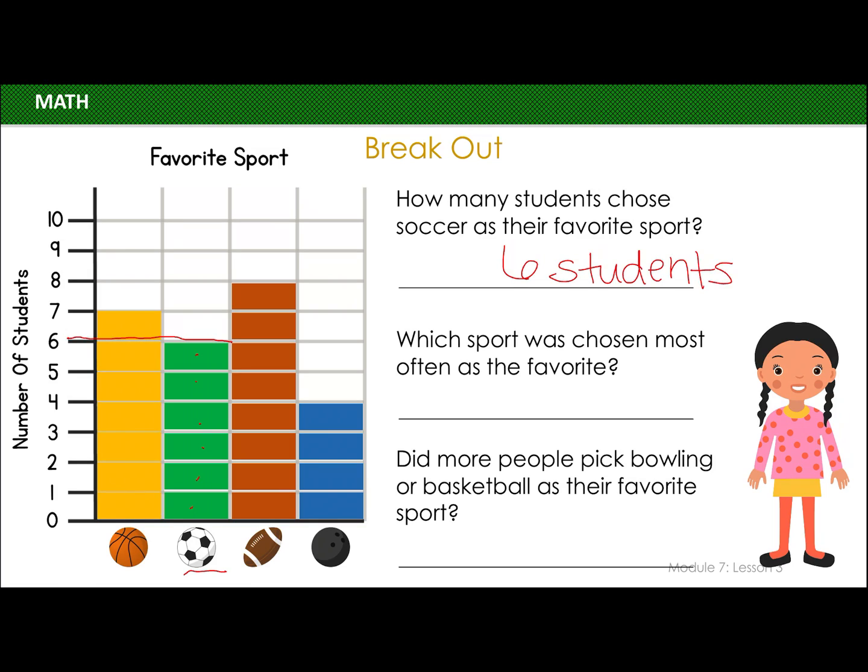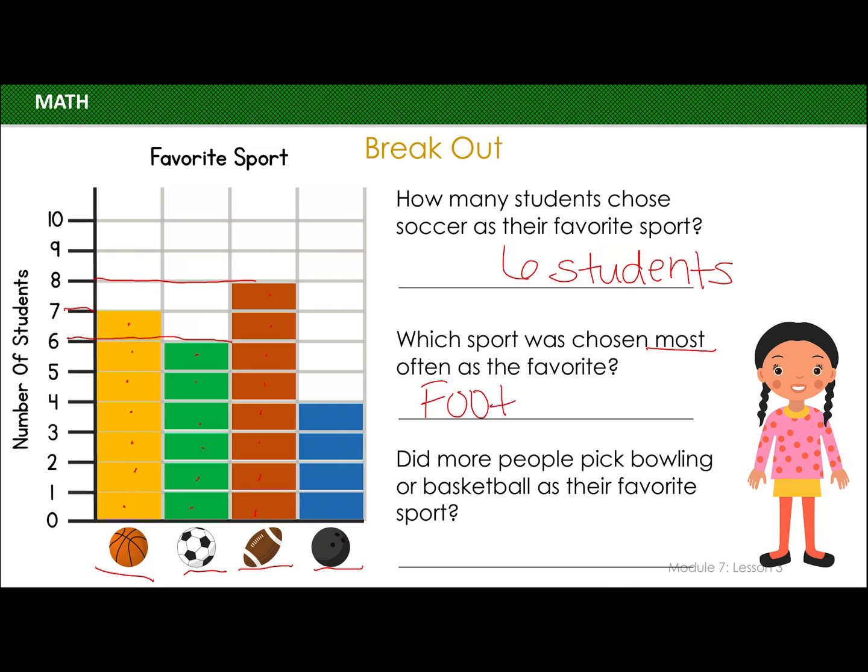My next question asks, which sport was chosen most often as their favorite? So which sport has the most? Well, I already know that soccer has 6, so now let's count basketball. Basketball ends on the 7th line. 1, 2, 3, 4, 5, 6, 7. Bowling doesn't seem to have very many, but let's check football. Football ends on that 8th line. 1, 2, 3, 4, 5, 6, 7, 8. So football has the most, so it was chosen most often.